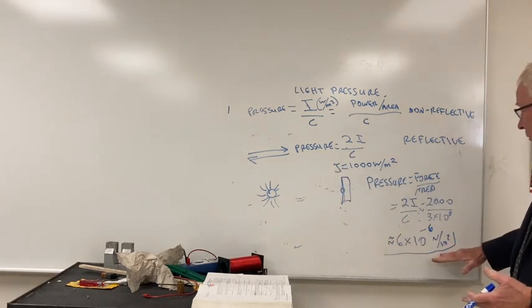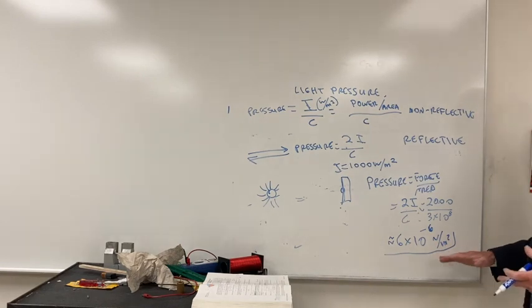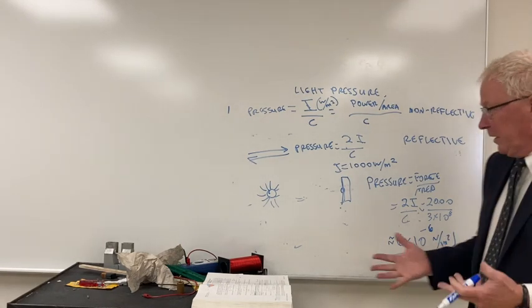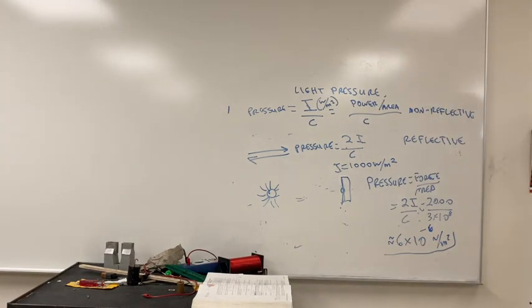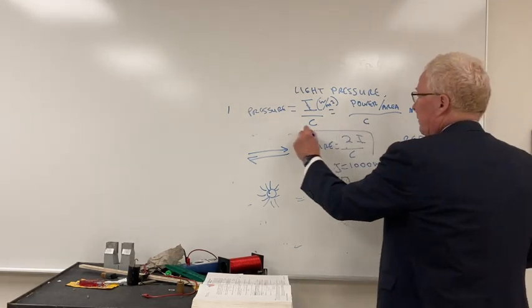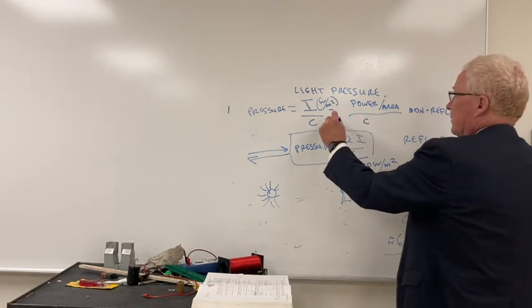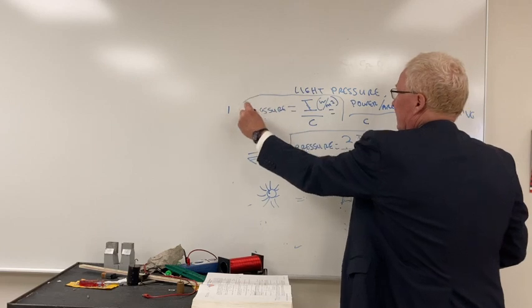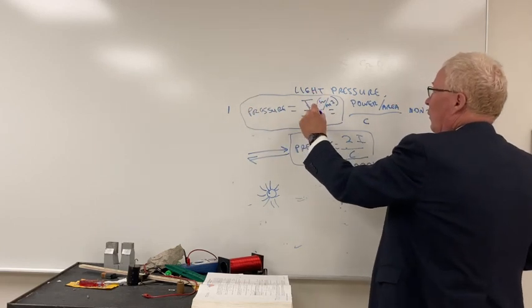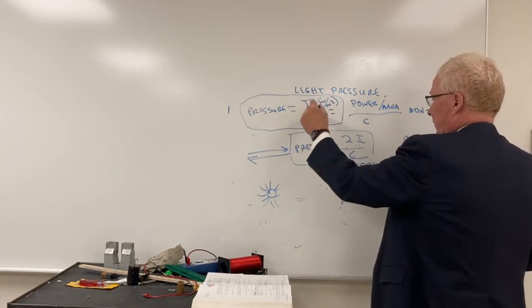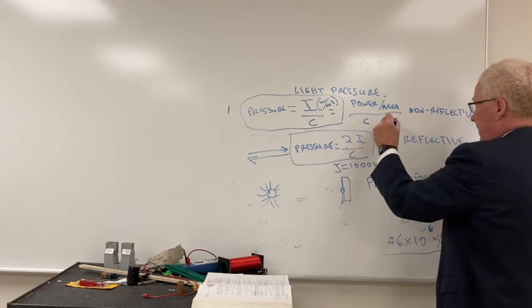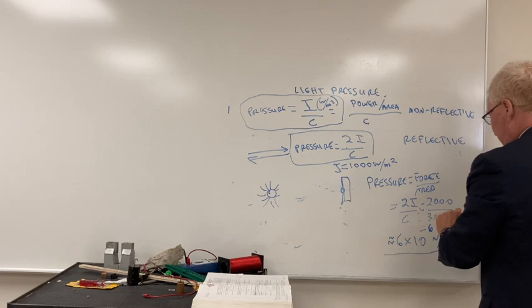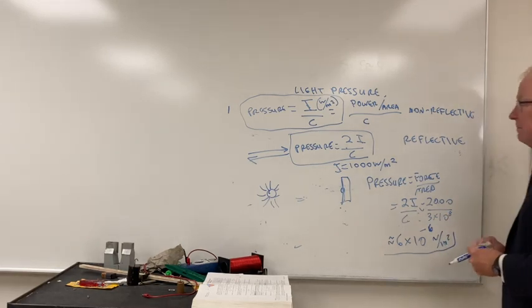So it's pretty small. I'll give an example of what kind of actual force it would be. Here's our expression for pressure for a reflective surface. This is pressure for a non-reflective surface: it's I over c, the intensity in watts per meter squared divided by c, where again c is 3 times 10 to the 8th meters per second.